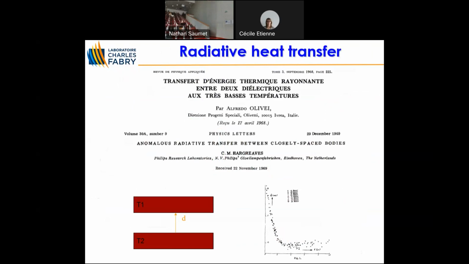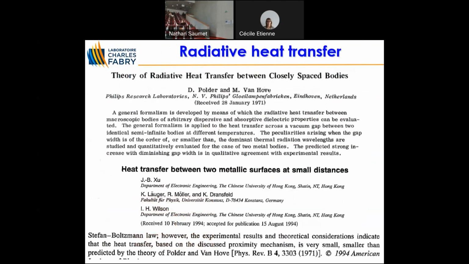Back in the 70s, people made measurements of the heat transfer in the microwave. In the microwave, the wavelengths are 30 centimeters. So if you take planes separated by 5 centimeters, they are in the near field. So you do see these effects. And they've been measured, and the theory had been done by these guys. So everything was understood in the 70s.